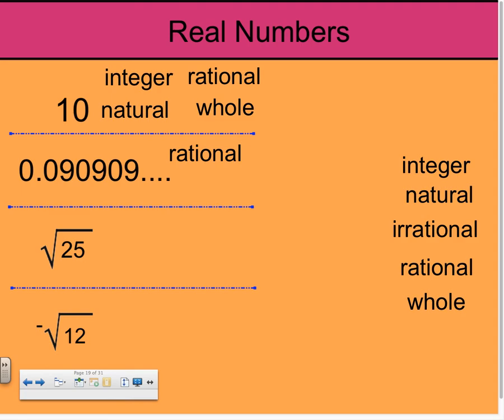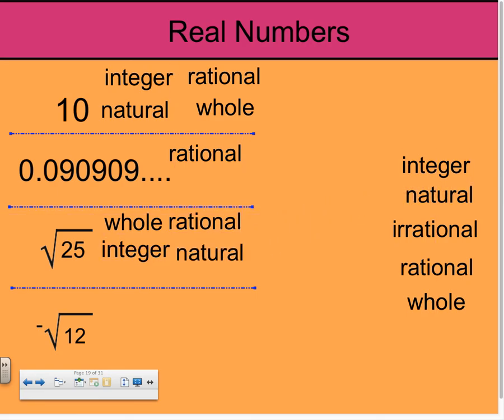What about the square root of 25? Savannah, come on. So the square root of 25 is what? 5. So it is whole. Very good. What else can it be? It is rational. Very good. It is an integer, and one more. It is also natural. Excellent job.